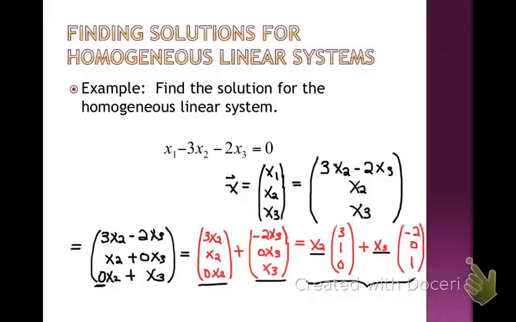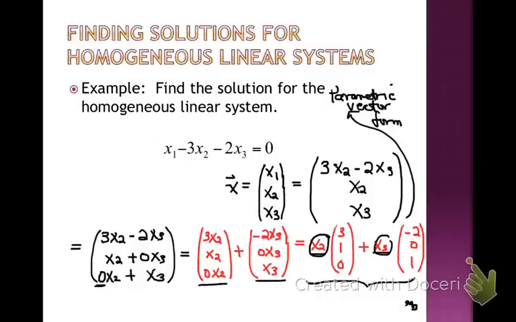When we write a solution in this form, it's called parametric vector form. In parametric vector form, you write the solution as some parameters multiplied by vectors. Doesn't this look just like a linear combination? And that's exactly what it is. So we could say that the solution to this linear system is also the span of these two vectors.